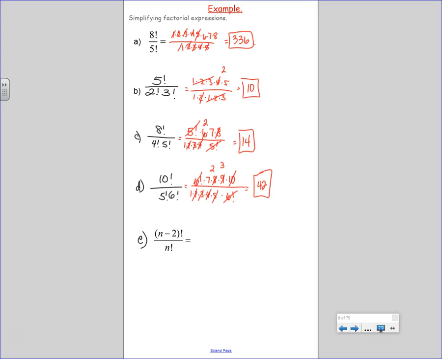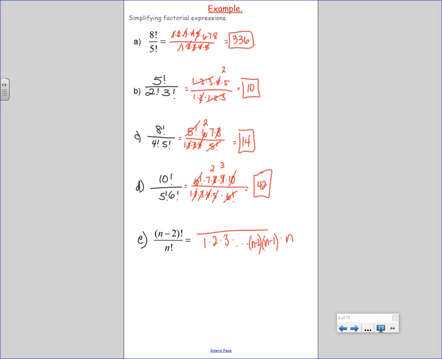For letter E, n minus 2 factorial, all over n factorial. There are no numbers. I should have said there are no numbers, but it's a variable. So do I know exactly when to stop for n? Well, I do. I know to stop at n. But why am I going to write n back here and show n minus 1 before that and show n minus 2 before that?